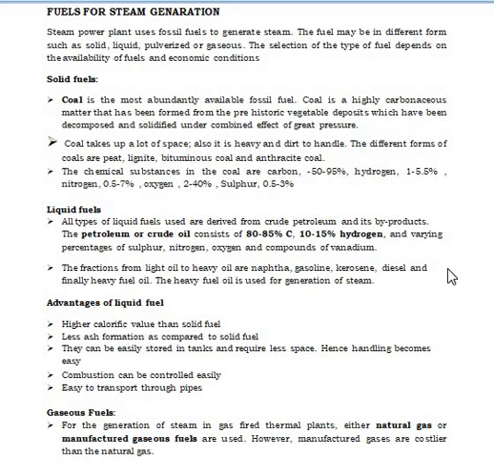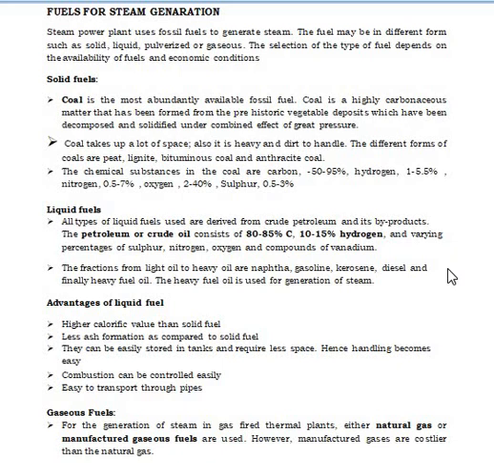Solid fuels. Coal is the most abundantly available fossil fuel. Coal is highly carbonous matter that has been formed from prehistoric vegetable deposits which have been decomposed and solidified under the combined effect of great pressure. Coal takes up a lot of space. Also, it's heavy and dirty to handle. The different forms of coal are peat, lignite, bituminous coal, and anthracite coal.